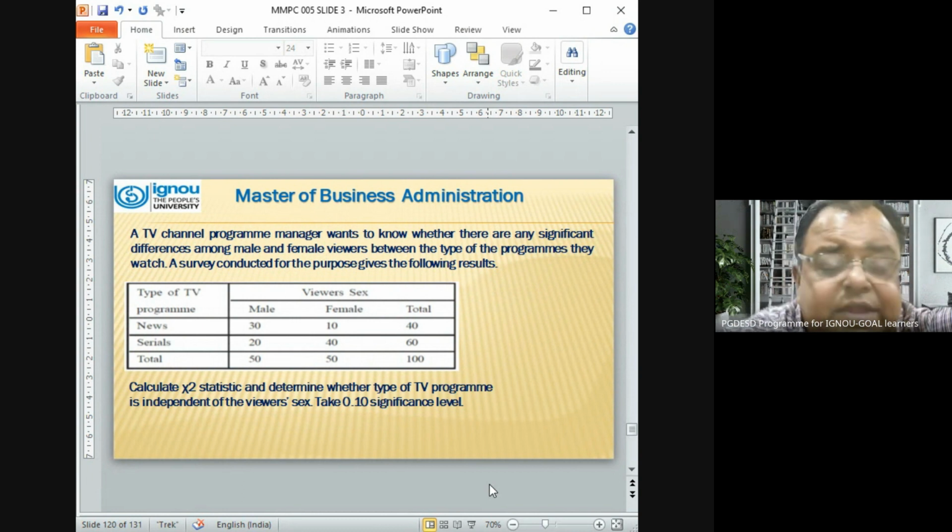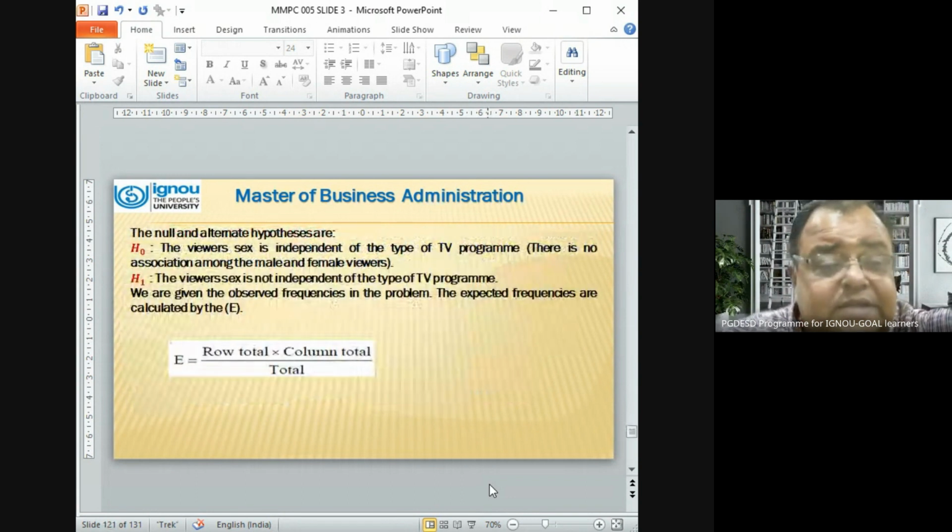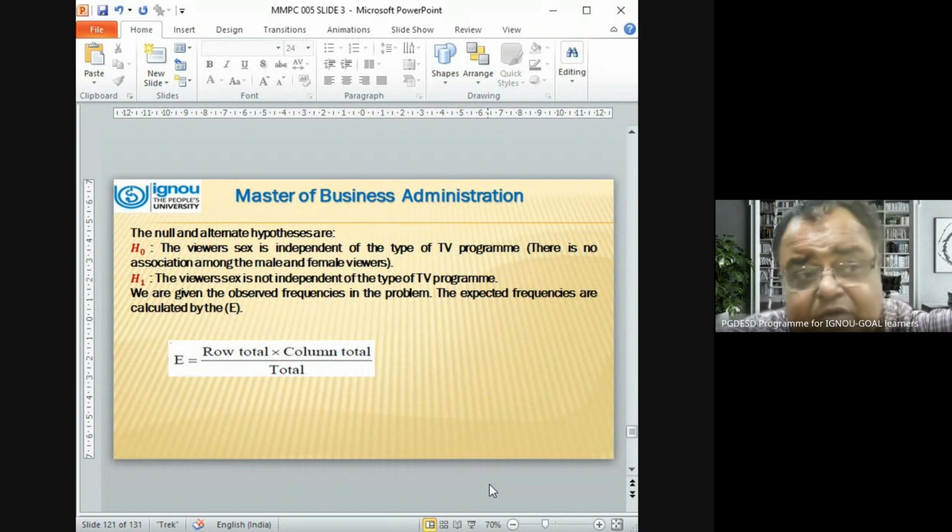We are using the properties of probability and normal distribution. But here there is a change in the formula. That is, O minus E whole square divided by E has to be calculated for all the 4 observations.